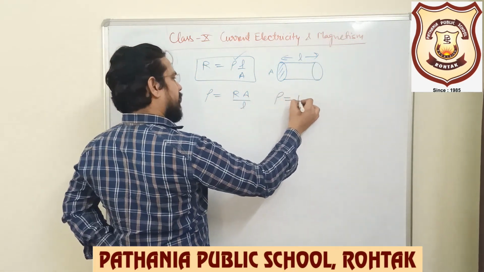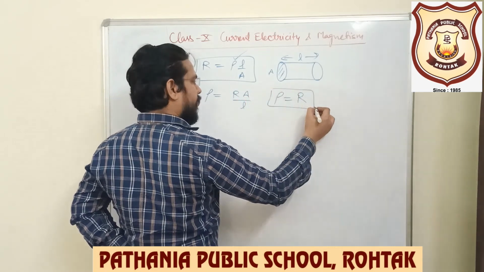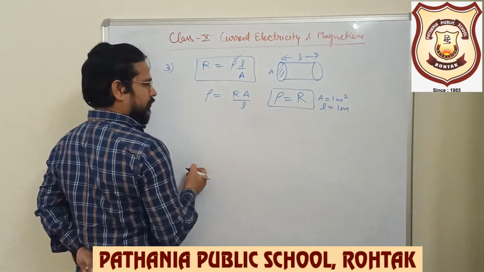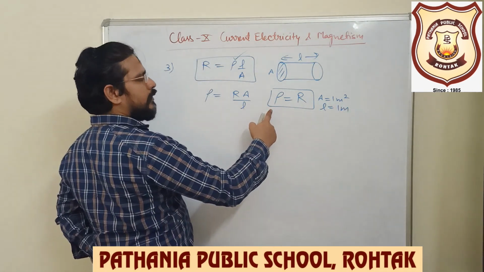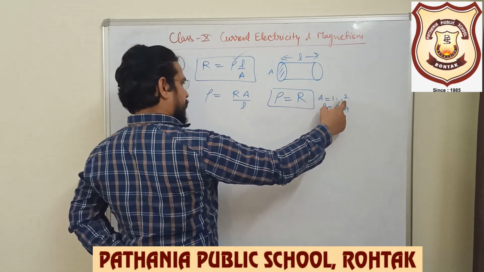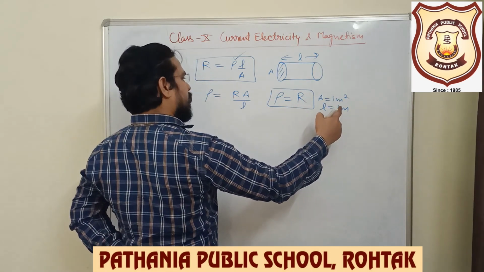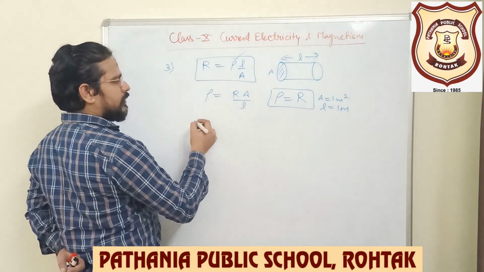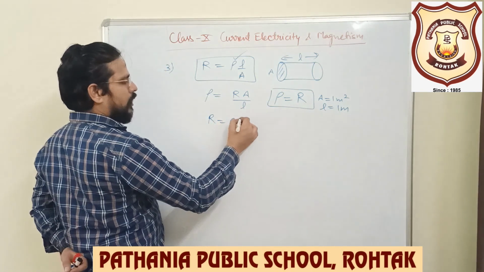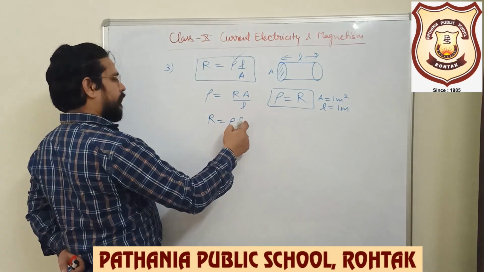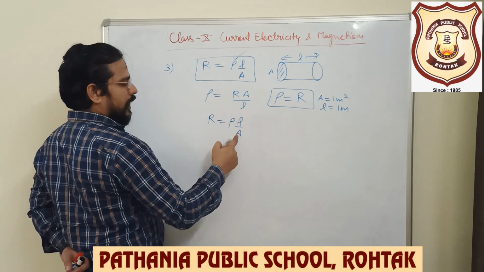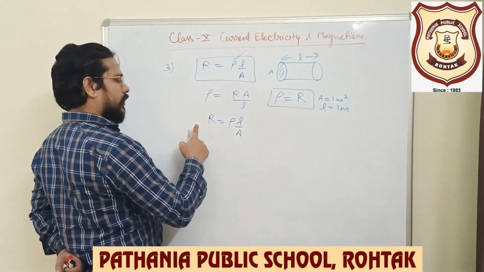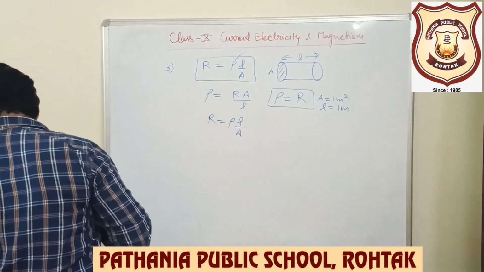So rho, resistivity, is equal to resistance if your area is 1 meter square and your length is 1 meter. So resistivity is defined as resistance of a conductor whose area is 1 meter square and length is 1 meter. So that is your definition of rho, and we can solve several numericals using this formula. R is equal to rho L over A. For example, if length is doubled and area is halved, the resistance will become 4 times. Okay, and we have discussed the numericals already.